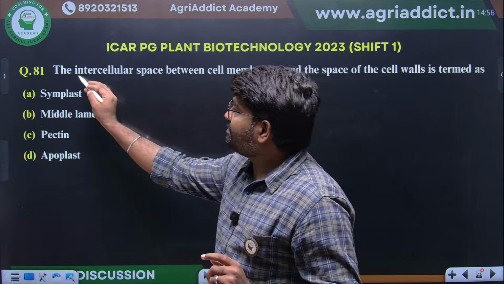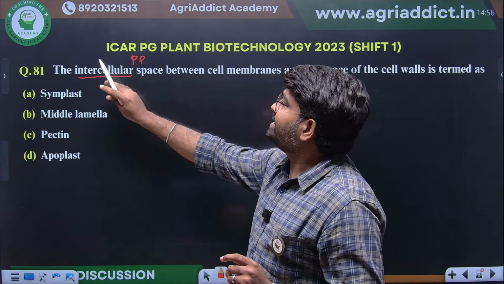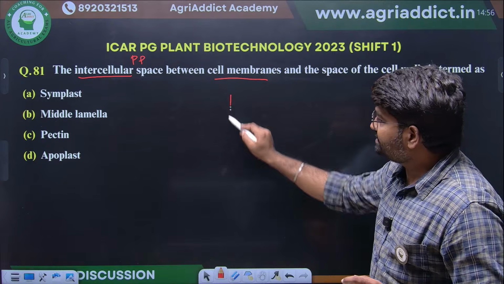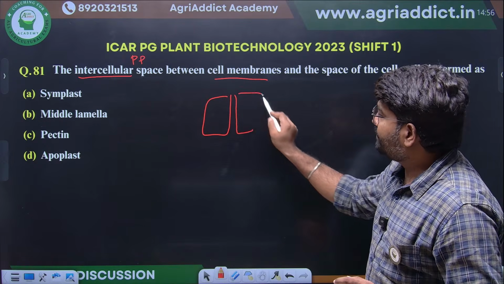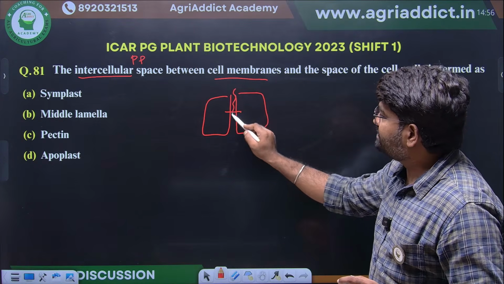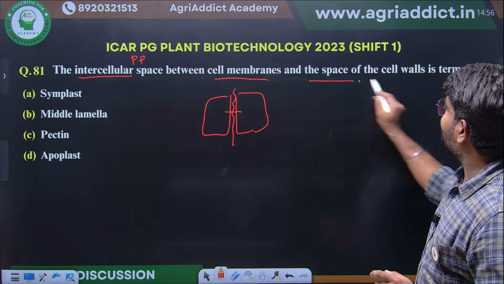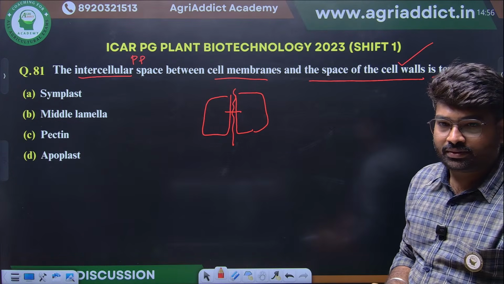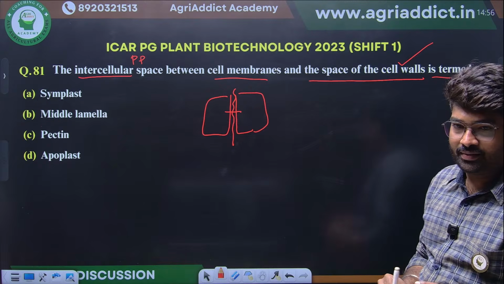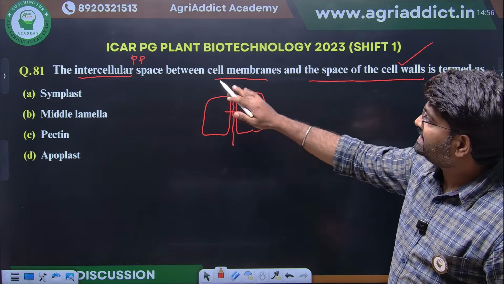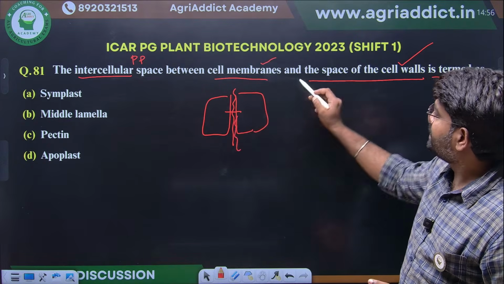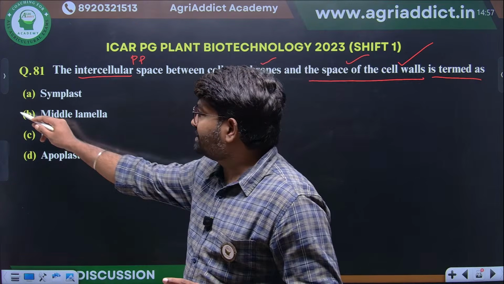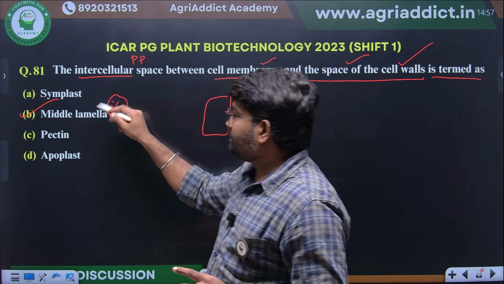The intracellular space, a plant physiology question. What is the intracellular space between the cell membrane and the space of the cell wall termed as? Yes, middle lamella. Excellent.